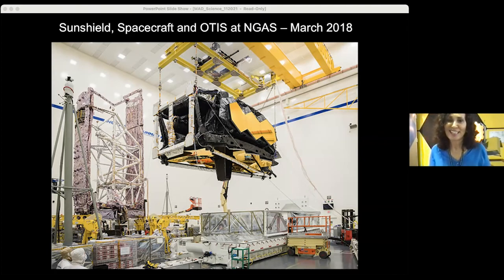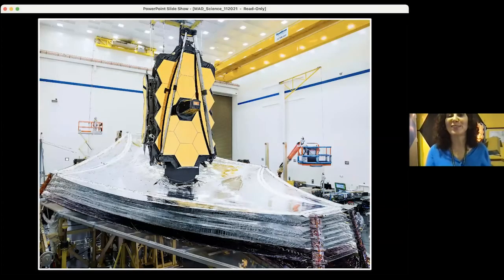Thank you, Jupiter Jen. Apologies for taking this long. Okay, so I'm going to go very fast. Here are the instruments. You can see the sun shield there. Here it is all mounted together.